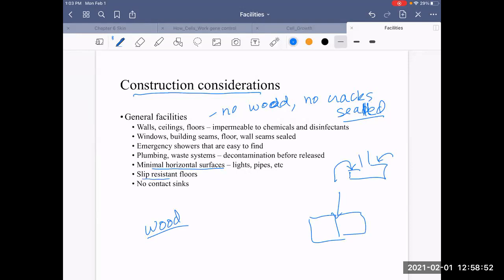It's slip resistant floors, the sinks are no contact. We're not designed this way. This is not what we're doing. And all the emergency equipment is going to be easy to find.